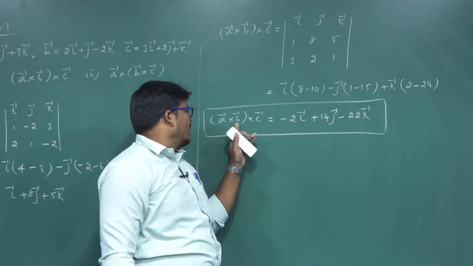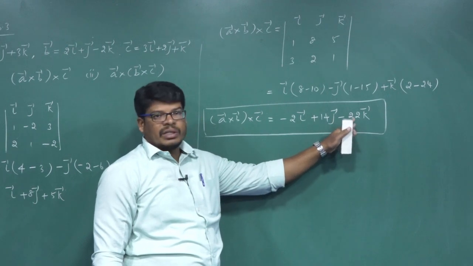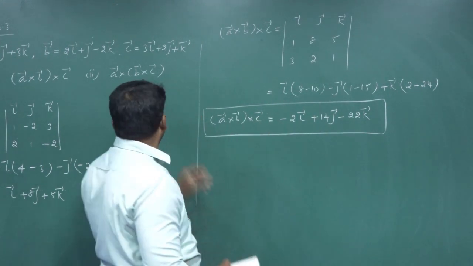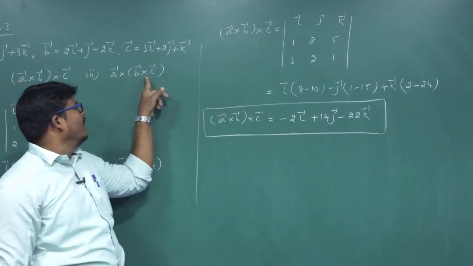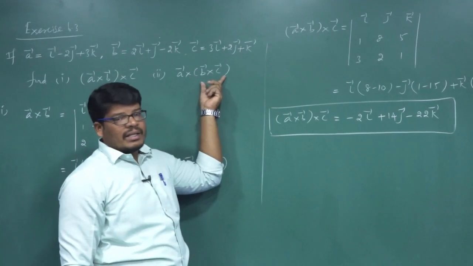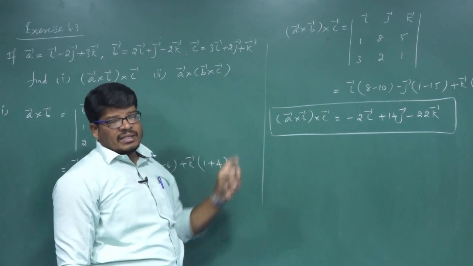First one, A vector cross B vector cross C vector equals minus 2i plus 14j minus 22k vector. That is the first answer. For the second one, find A vector cross bracket of B vector cross C vector. First you find the bracket of B vector cross C vector.